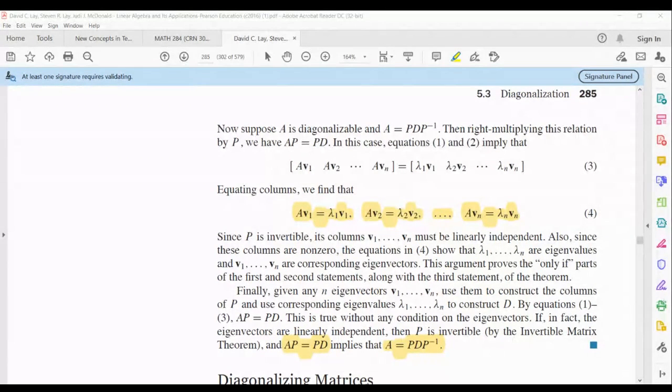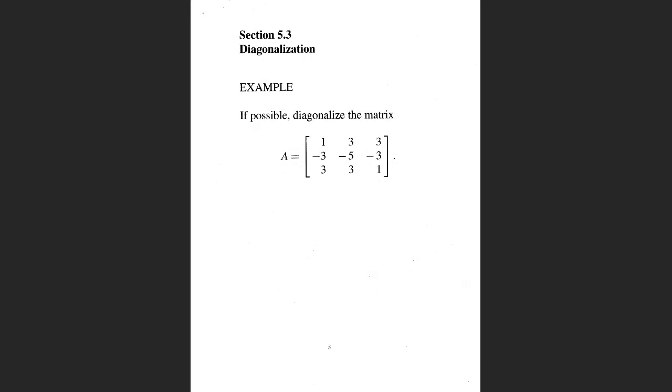Okay, so if there are no questions on that, let's look at an example here from section 5.3. I'm going to actually work through example 3 with you. Okay, if possible, diagonalize the matrix. That's what we're going to do, and we're going to work this example out by hand.